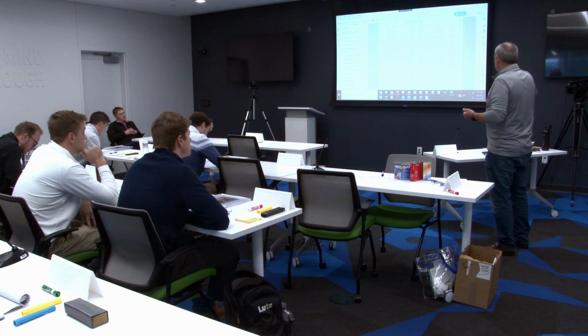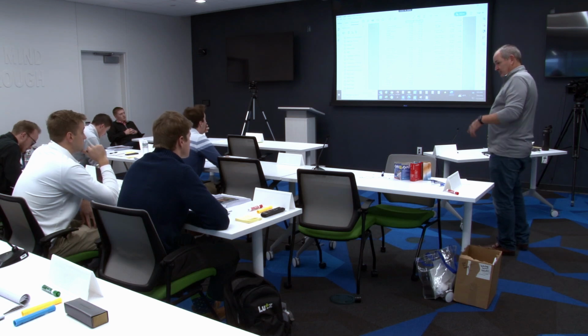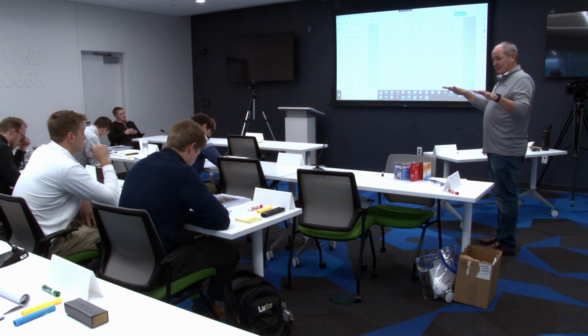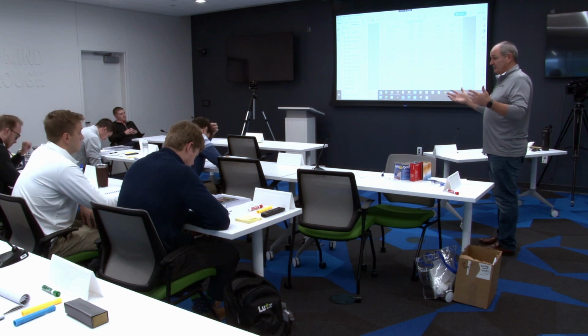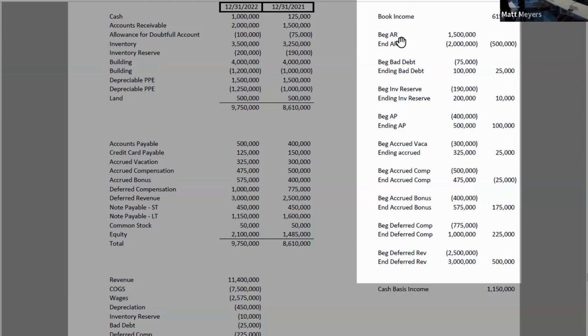Okay. Bad debt is its own reserve either way. On a cash basis, there is no concept of bad debt because you never reported it through your income. But if you're taking that through your GAAP P&L, it's still an M1. So my beginning bad debt, my ending bad debt, you flux it. Inventory reserve, it's a non-cash item.